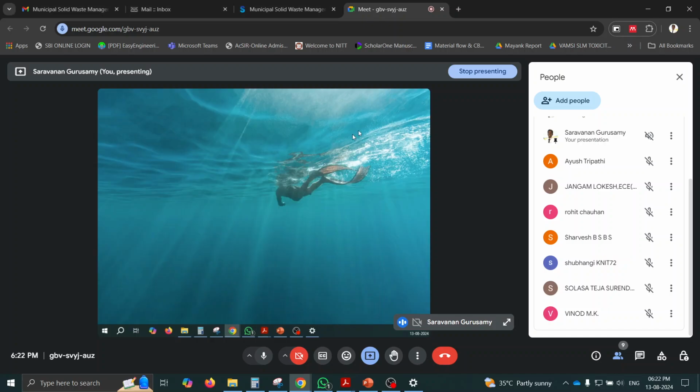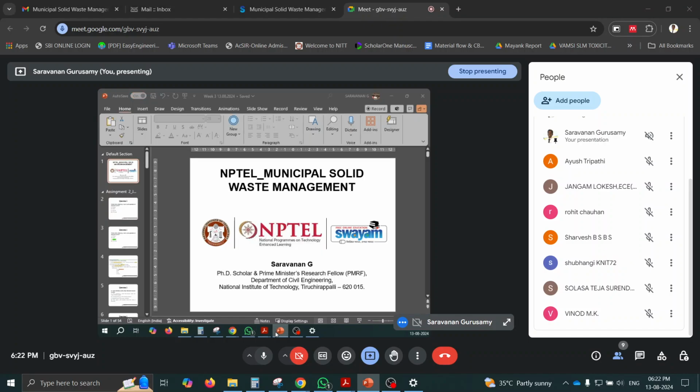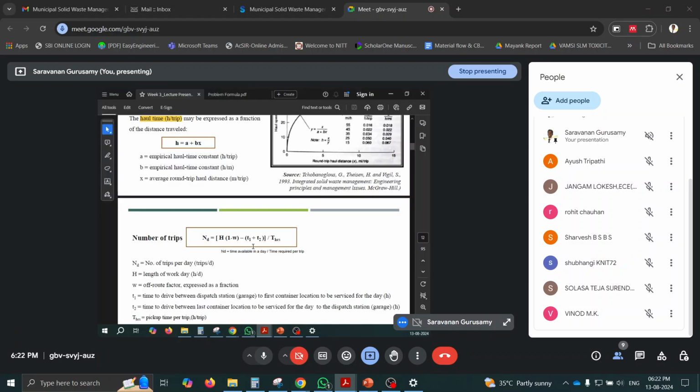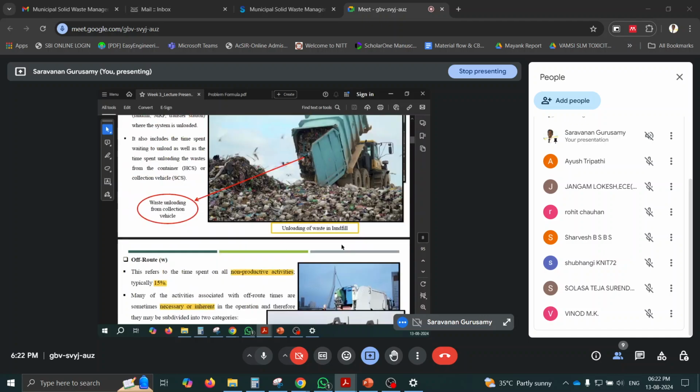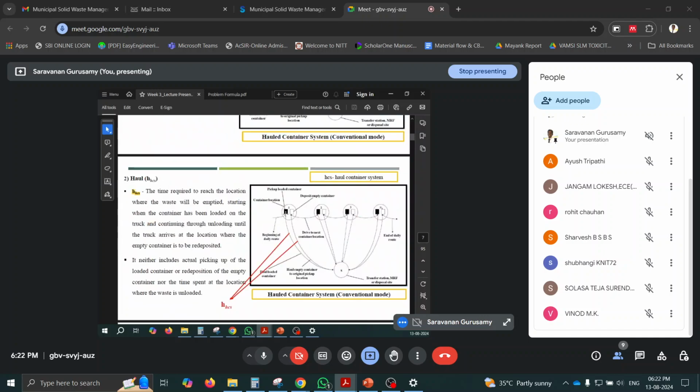Okay. So we'll go to the problem. So in the first problem, it is given round trip distance. Round trip distance in the sense, in the diagram if you see, location to the site and then site to the location, this is one round trip. One way trip is location to the site or site to the location. Round trip is location to the site and then back to the first location. That is one round trip.